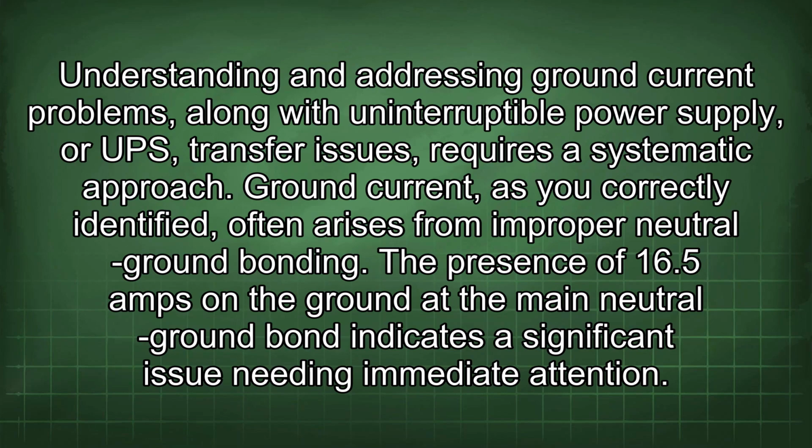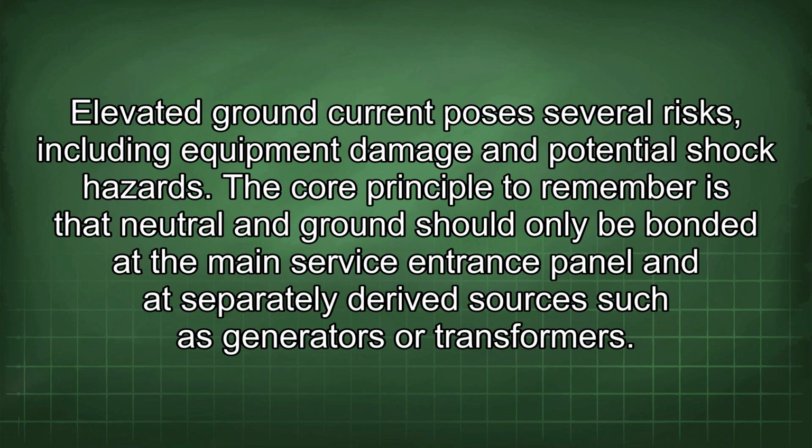Understanding and addressing ground current problems along with uninterruptible power supply, or UPS, transfer issues requires a systematic approach. Ground current, as you correctly identified, often arises from improper neutral ground bonding. The presence of 16.5 amps on the ground at the main neutral ground bond indicates a significant issue needing immediate attention. Elevated ground current poses several risks, including equipment damage and potential shock hazards.